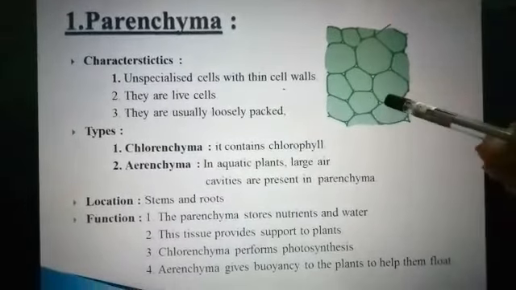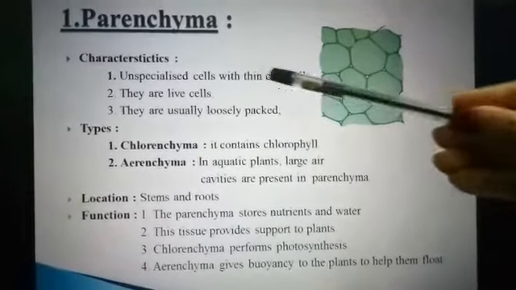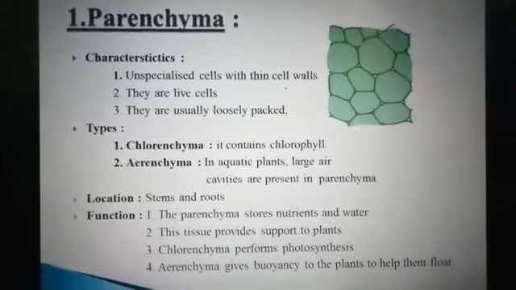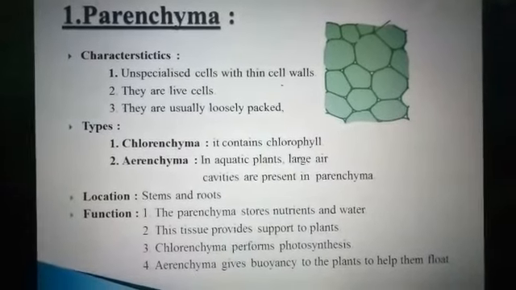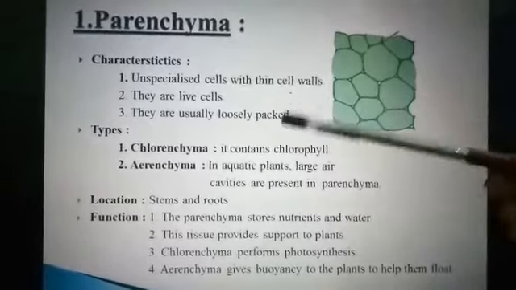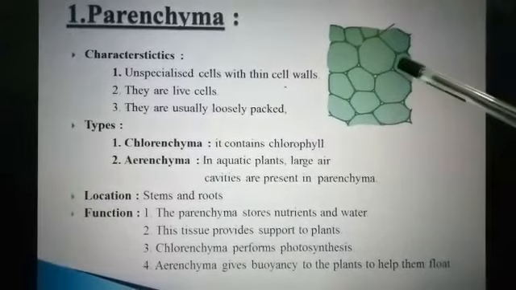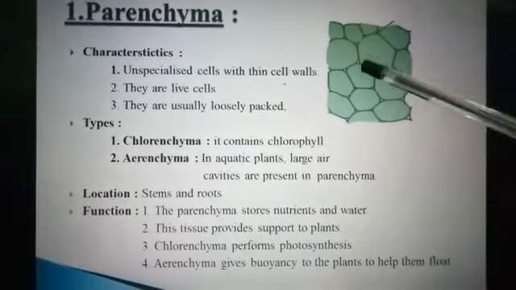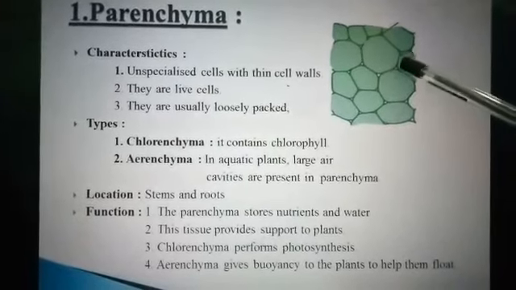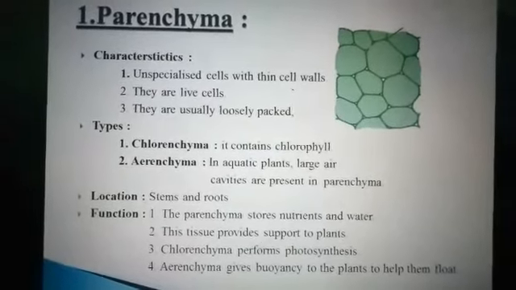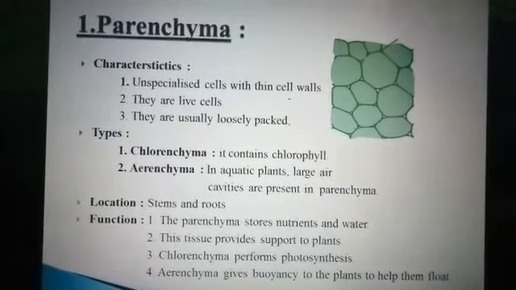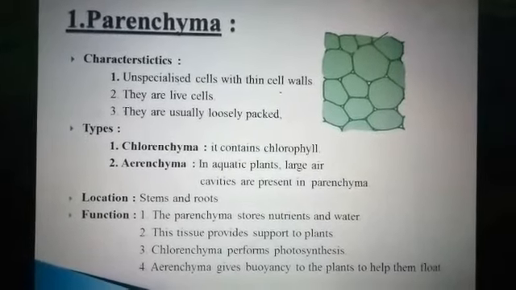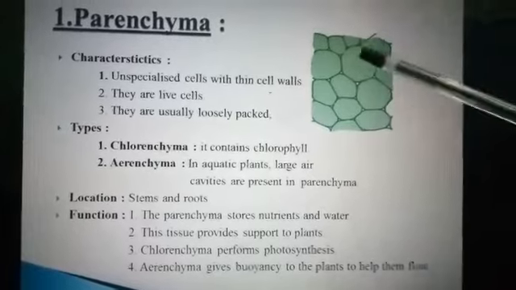So here, what type of wall is it? Thin walls are there, and these are living cells. Living cells means they are active, right? And then they are loosely packed. Loosely packed means there is space. Just look here, one cell, another cell, there is space between them, right? Here 1, 2 and 3 cells are there, but in between them there is a white gap. This gap is known as intercellular spaces. So they are loosely packed.